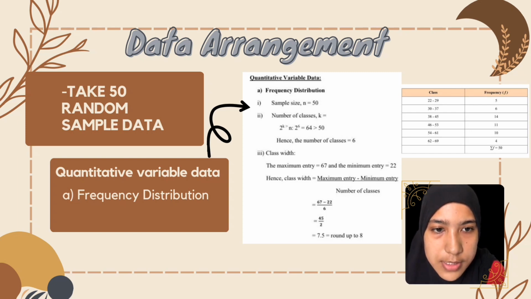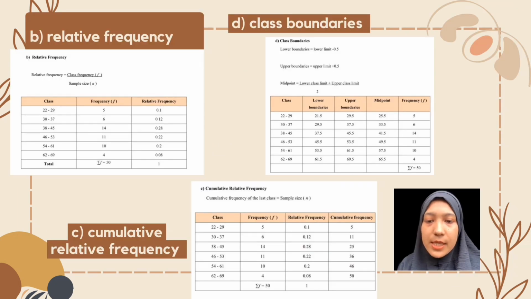Hence, the number of classes is C, for the class with the maximum entry of 67 and the minimum entry of 22. Relative frequency is class frequency F over sample size N. Next, B, relative frequency. Relative frequency is class frequency F over sample size N. Class boundaries.